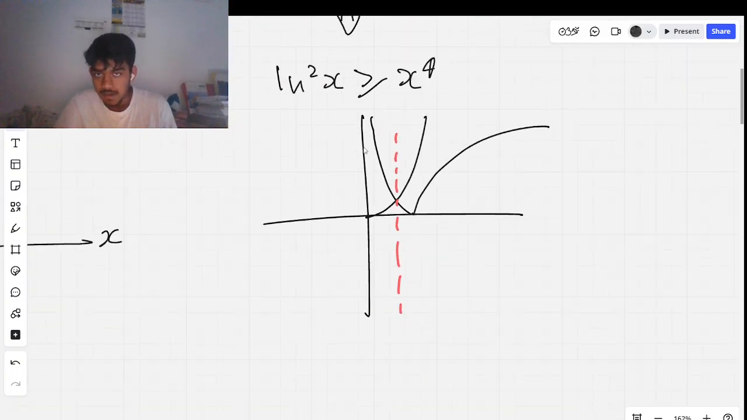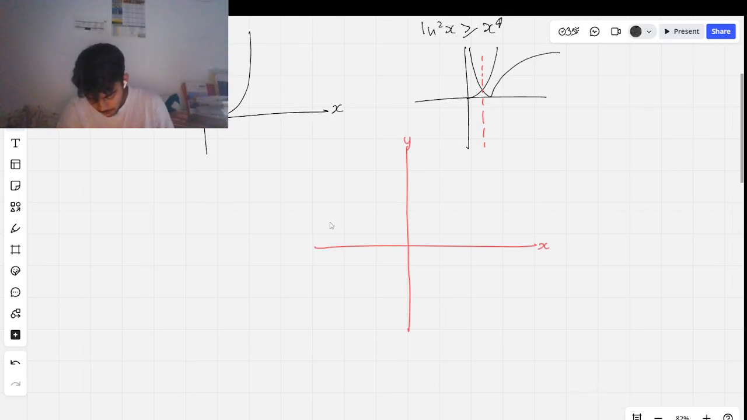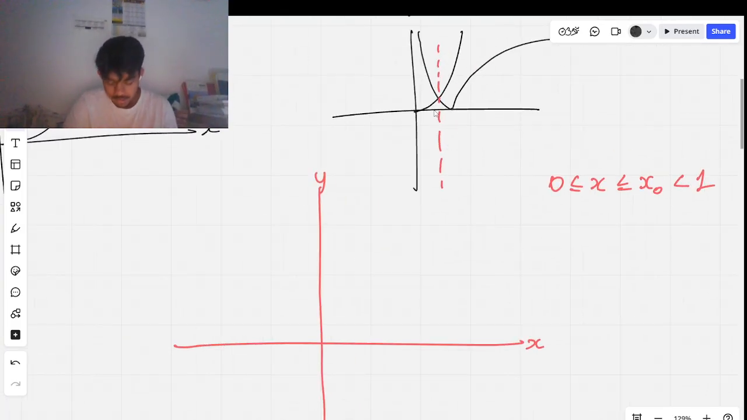Now I know it can't be 0, as in my actual graph is going to approach from infinity. As you can see, there's an asymptote, and how can I actually show this? When x equals 0, okay, yeah. So I am looking at the range between 0 and, let's say, x naught, which is less than 1. X naught being this point here, which I should define.